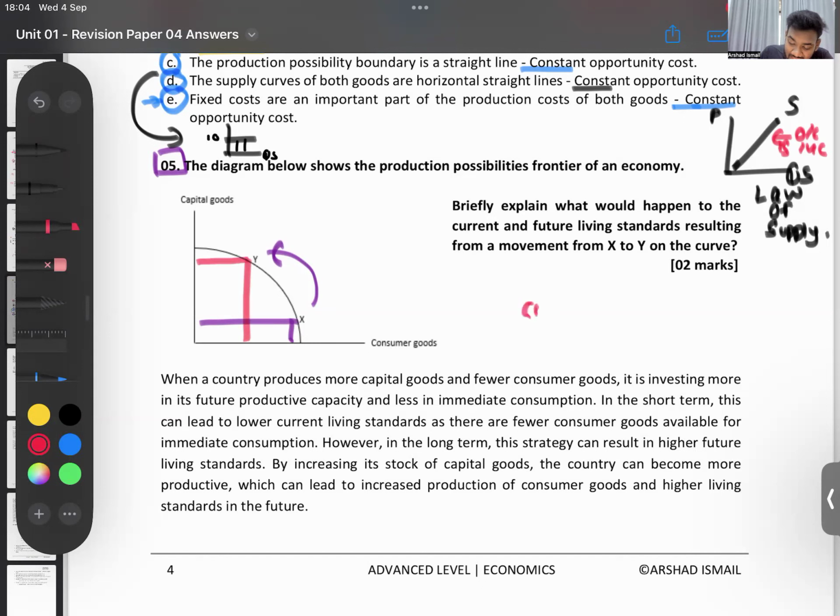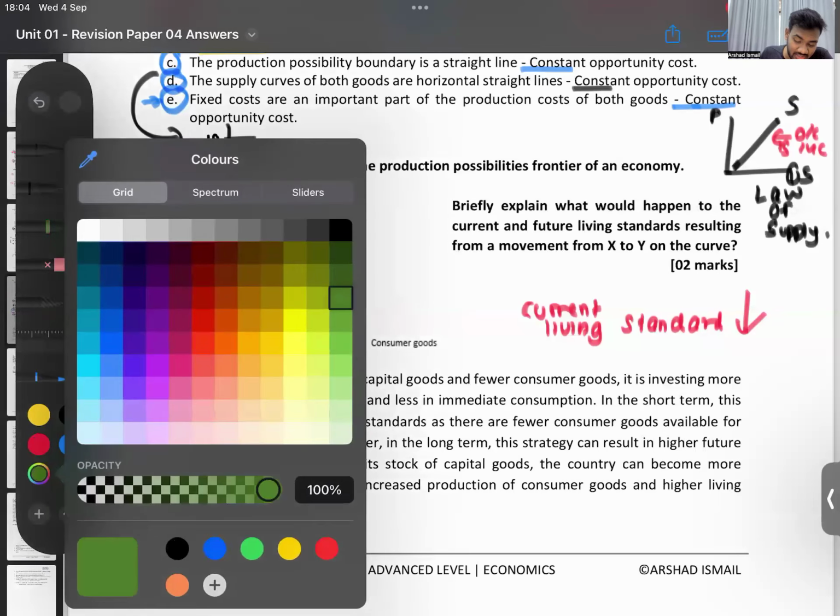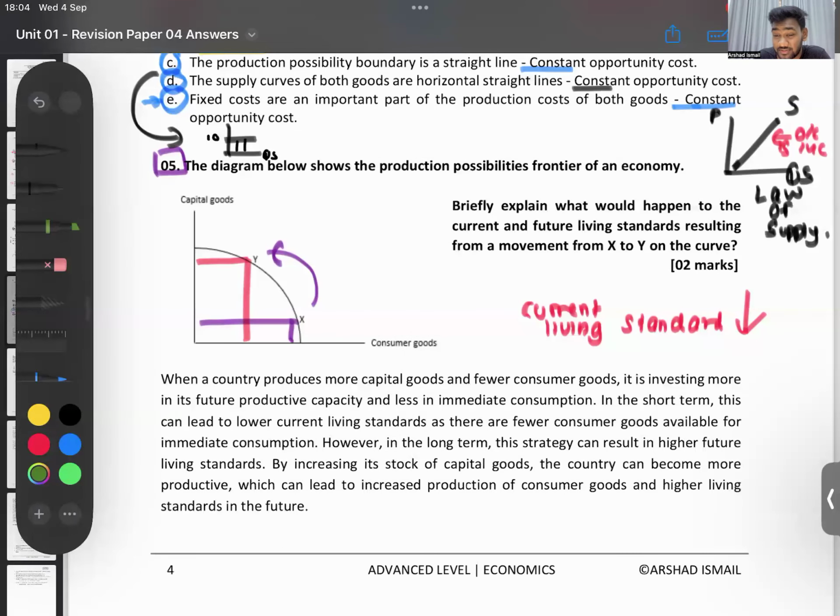Your current living standard, what happens to your current living standard when you move from X to Y? Does it increase or decrease? From high levels of consumer goods, now you're reducing your consumer goods, no? So your current living standard will come down. But what do you think might happen in the future now? You have reduced your consumer goods and produced more and more capital goods. Then in the future, what will happen to your future growth and future living standards?